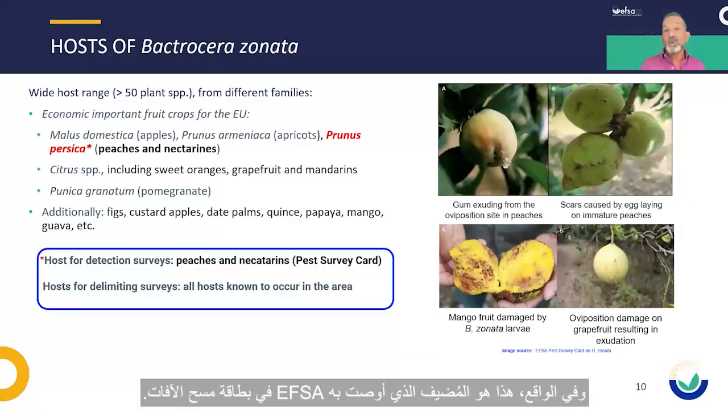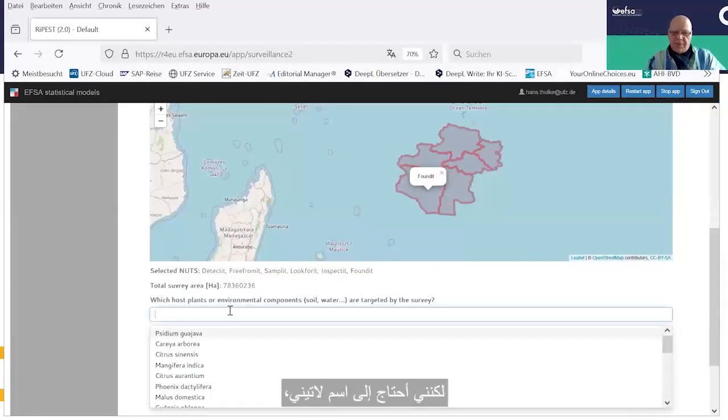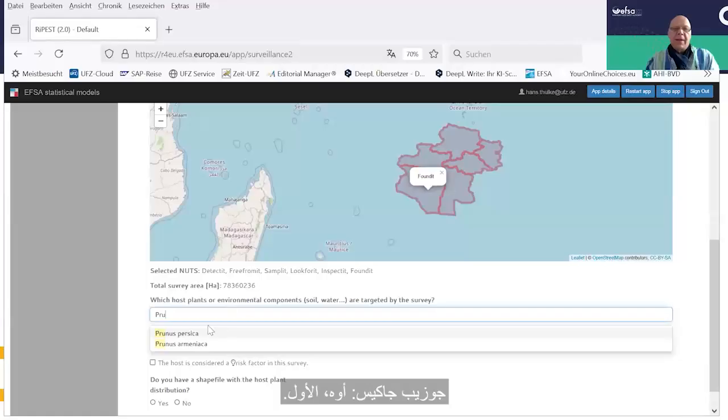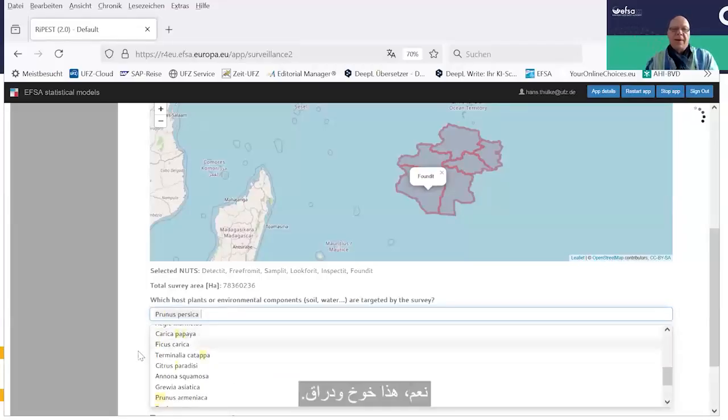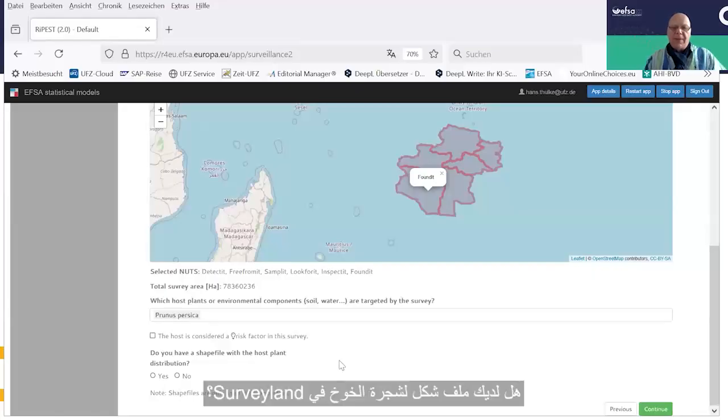And actually, this is the host recommended by EFSA in the pest survey card. Okay, then I will do. But I need a Latin name, so you should help me. Yeah, Prunus persica. This one. Yeah, this is peaches and nectarines. Do you have a shapefile of the peach trees standing in Surveyland?